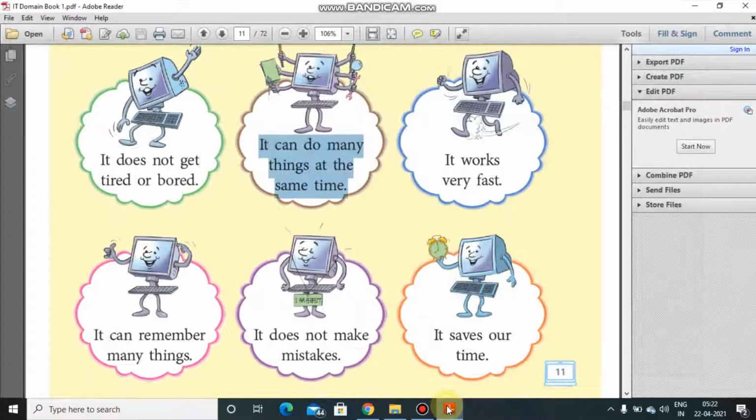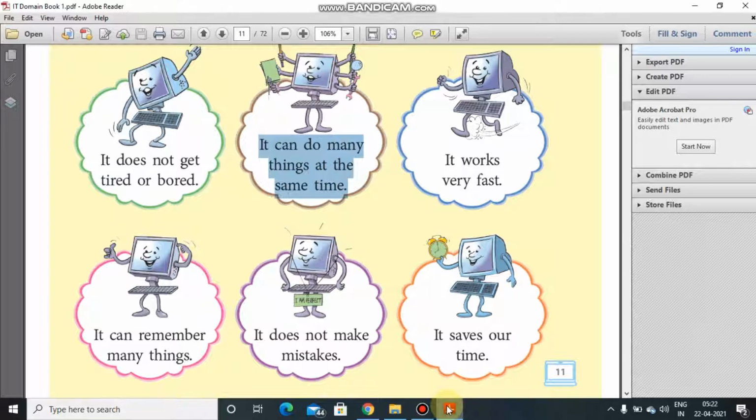So the same computer is being used for everything. That means a computer is a versatile machine. Versatile, V-E-R-S-A-T-I-L-E, versatile machine. Now what does this word versatile mean? Versatile means a machine capable of doing different work.